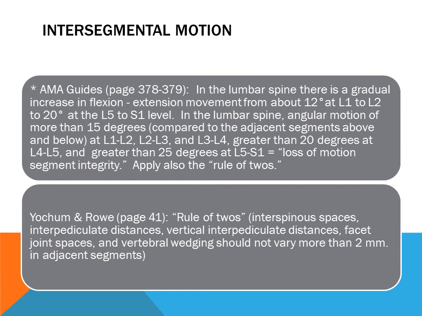That would be, well, what would that be? Let's add this up. 12 plus 14 plus 16 plus 18 plus 20, that would be 80 degrees of angular motion, total angular motion. In our example, we just had 56 degrees. So there's some loss of normal motion segment integrity. So let's go to our chart.